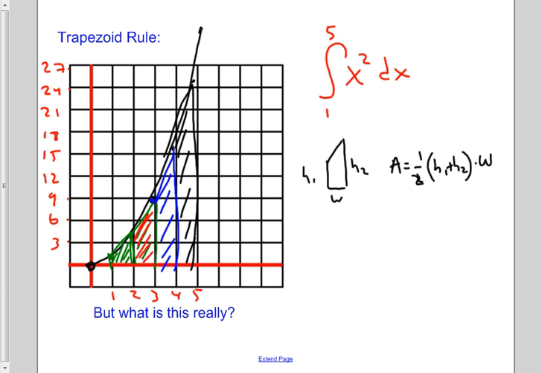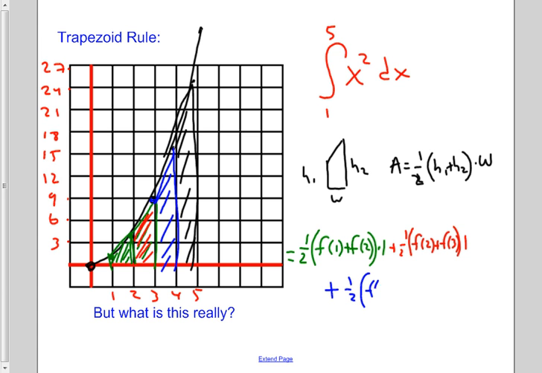this equals, and let's have, so we have 1/2 f of 1 plus f of 2 times 1, plus 1/2 f of 2 plus f of 3 times 1, plus 1/2 f of 3 plus f of 4 times 1, and then lastly plus 1/2, sorry, f of 4 plus f of 5 times 1.